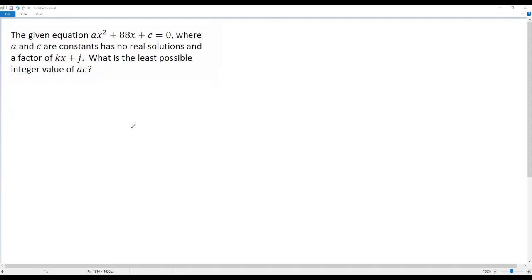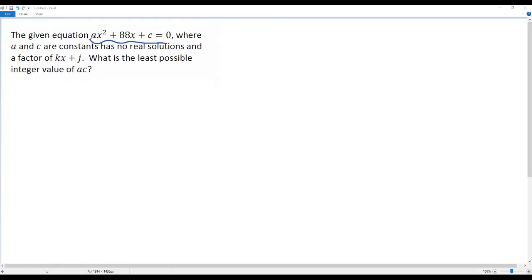Here we have a SAT math problem. Okay, let's go to the question. The given equation ax² + 88x + c = 0, where a and c are constants, has no real solutions and a factor of kx + j. What is the least possible integer value of ac?